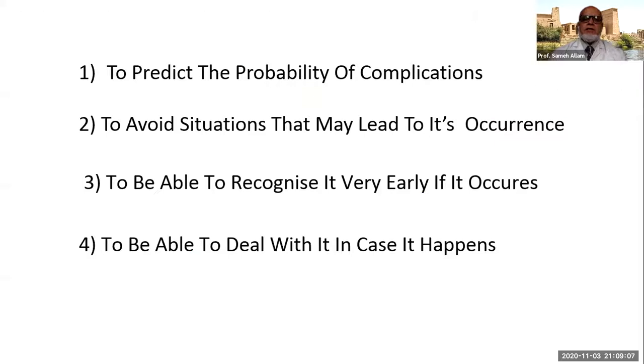If we examine our patients, take a good history, examine the patients, prepare our service, we would be able to predict the probability of complications. And if we are expecting and predicting complications, we have to do our best to avoid the situations that may lead to their occurrence. And even if it occurs, we will be able to recognize it very early. And once it occurs, we will be ready to deal with any case of complication once it happens. So knowing that this procedure has complications, we have to predict them. We have to avoid the situations that lead to their occurrence. We have to recognize them once they occur, and we have to be able to deal with them once they happen.